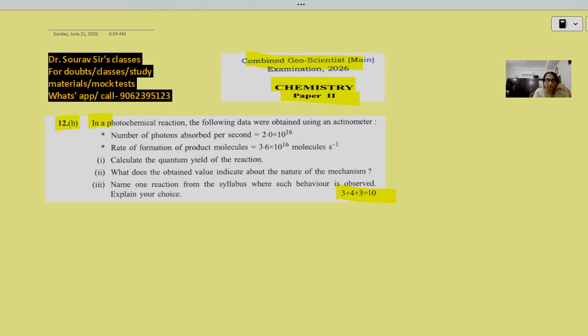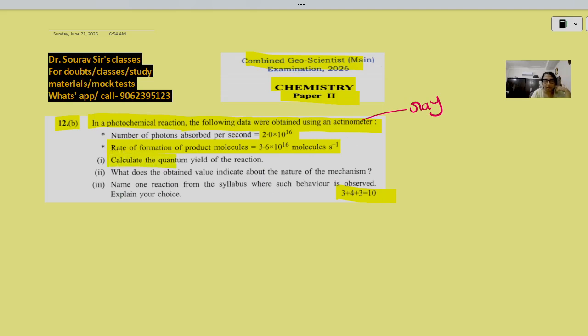The question is that in a photochemical reaction, the following data were obtained using an actinometer. What is an actinometer? An actinometer is an instrument to measure the radiation or ray capacity. Now, the number of photons absorbed per second is 2.0 into 10 to the power 16, and the rate of formation of product molecules is 3.6 into 10 to the power 16 molecules per second.